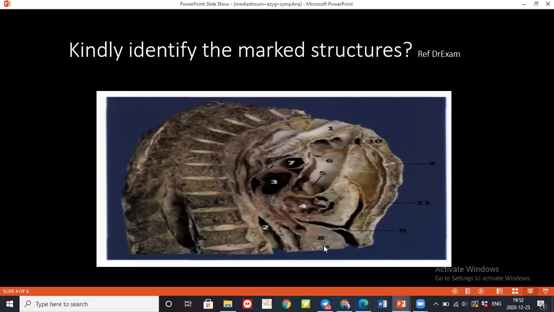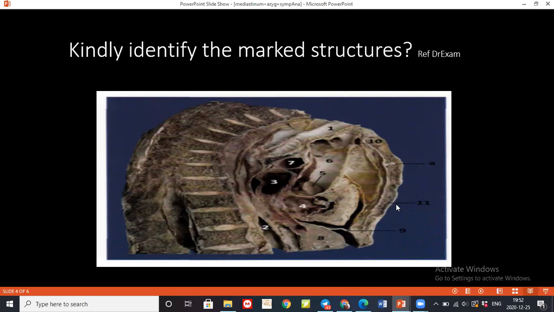It should be easy. 8 is liver, right? The liver. Yes. What is 9? The diaphragm. Yes. And 10, please. 10 is here. This is the sternum, the manubrium.